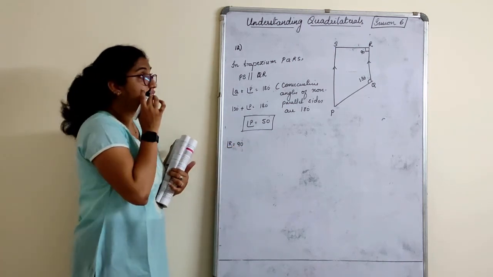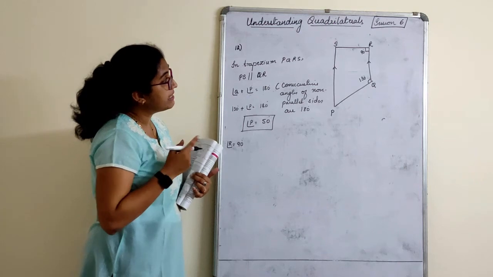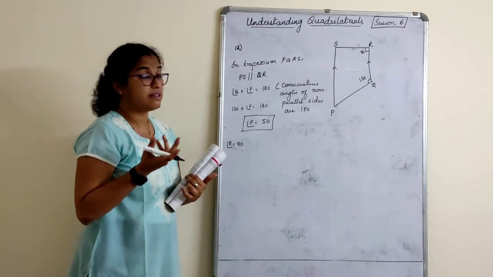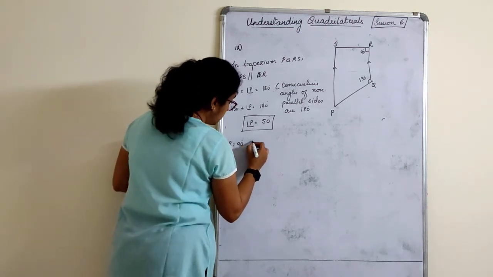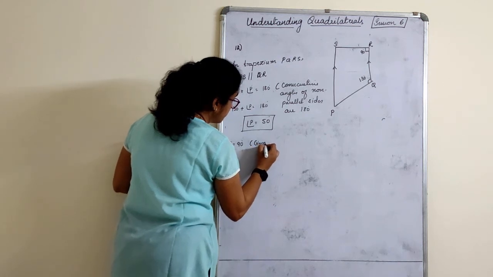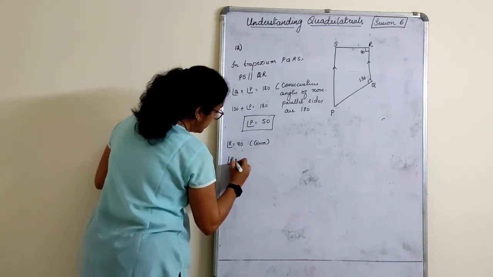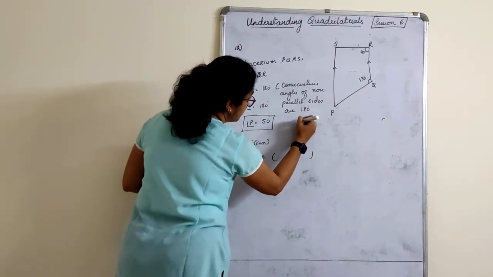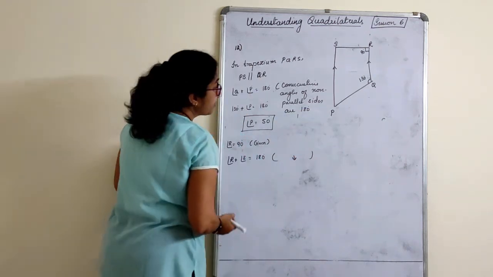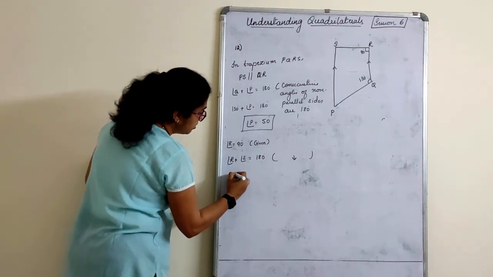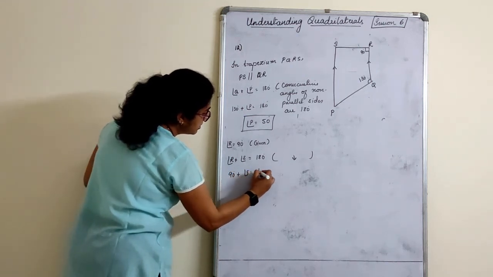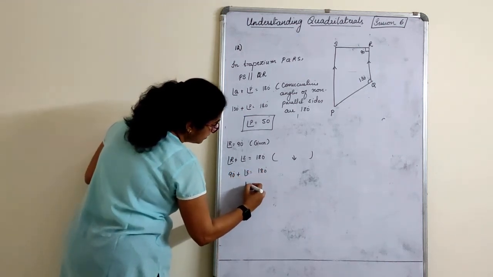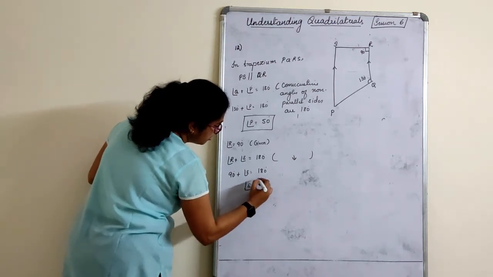Now angle S they have told. Now what should be angle S? Angle S and R are again the same thing. So angle R is equal to 90 given. Angle R plus angle S is equal to 180. Reason, children, the same will come here. So angle R is how much? 90 plus S is equal to 180. Angle S is equal to also 90.